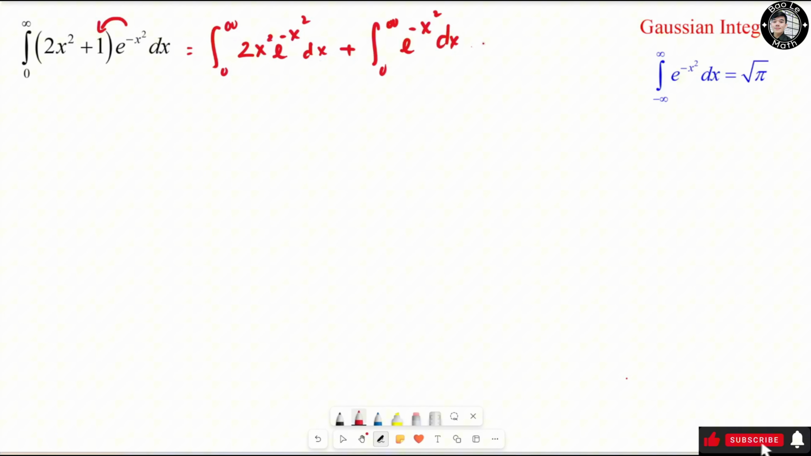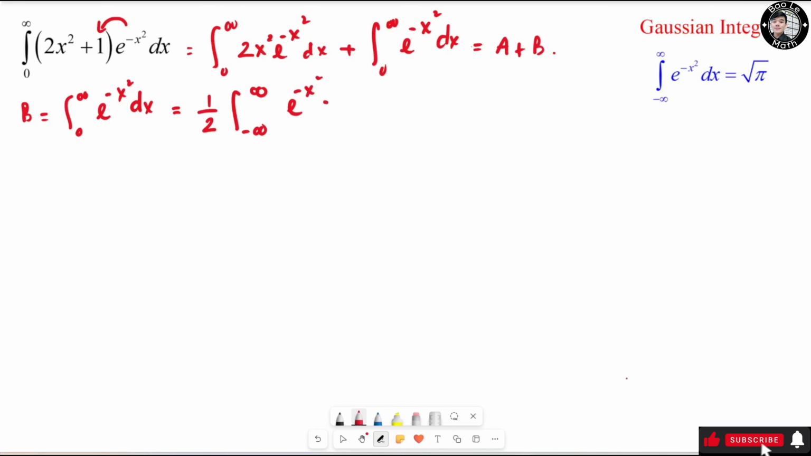I'm going to call the first one A, the second one B. Now I need to solve the second one first. The second one is the integral from 0 to infinity of e to the negative s squared ds, and this is actually half of the integral from negative infinity to positive infinity of e to the negative s squared ds. This is the Gaussian integral.